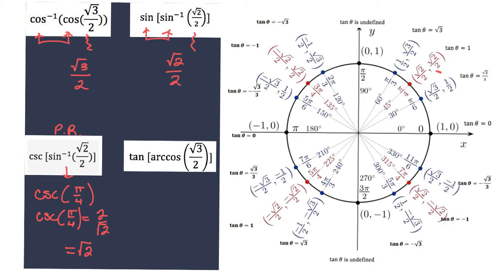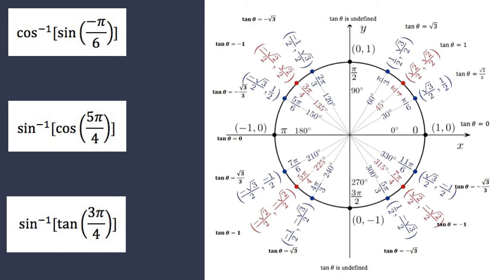The next one, we have tan of arc cosine of root 3 over 2. Again, we want to start on the inside brackets by finding arc cosine of root 3 over 2. Then you're going to find tangent of pi over 6, which is root 3 over 3.